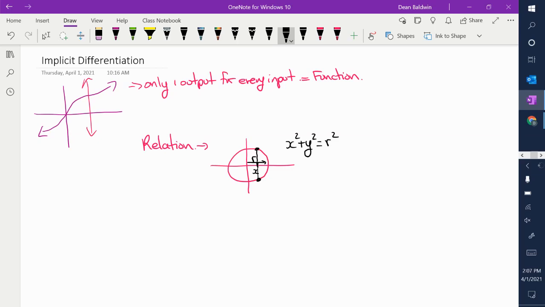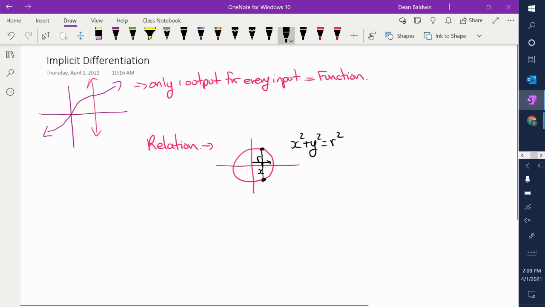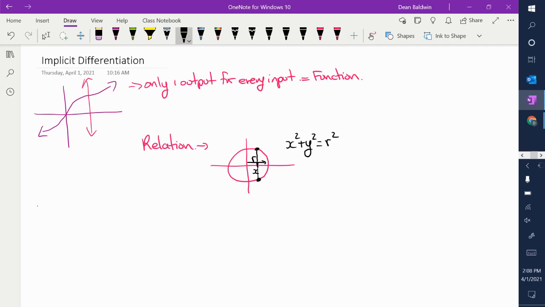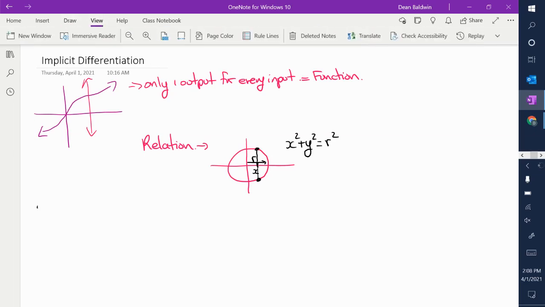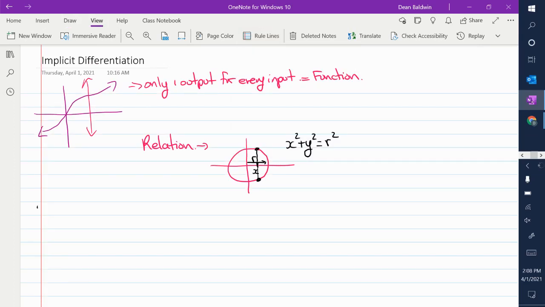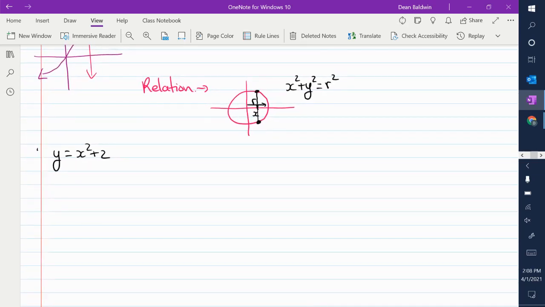So when you have a relation, use implicit differentiation. In other words, when you can't write the function y equals something, okay? So first of all, if I have y is equal to x squared plus 2, that is explicit form. I'm writing y explicitly in terms of x, okay?